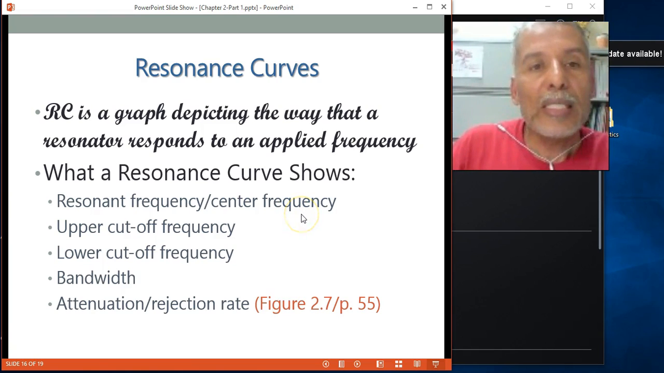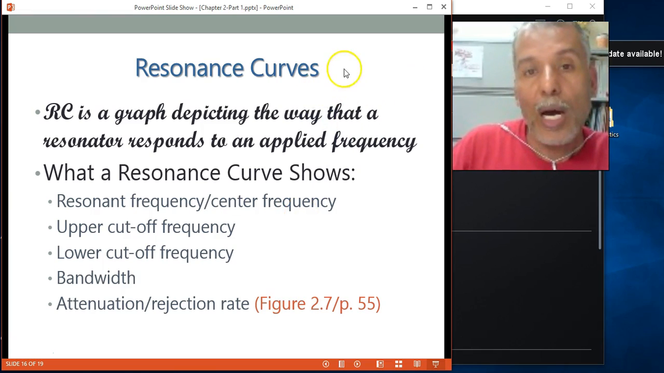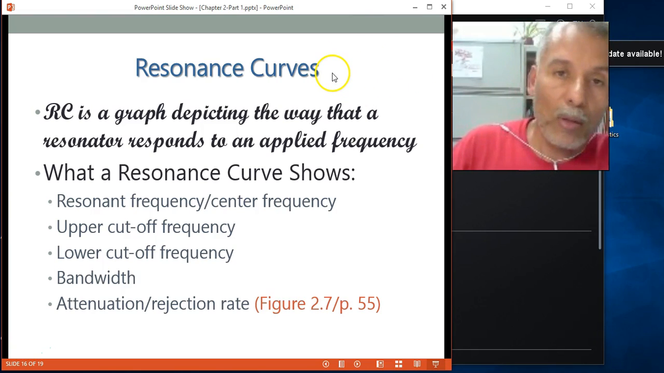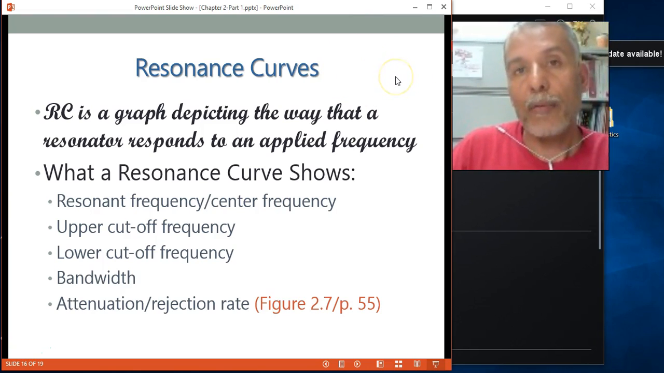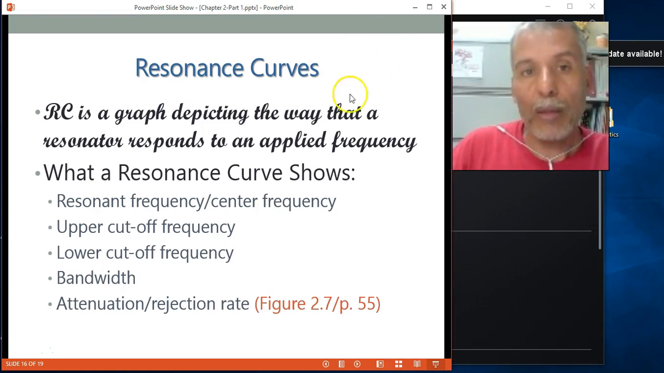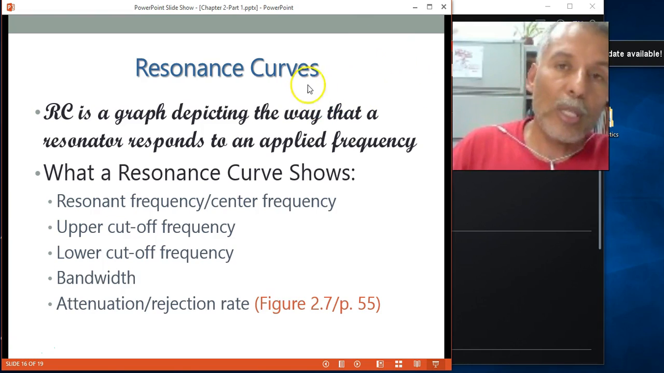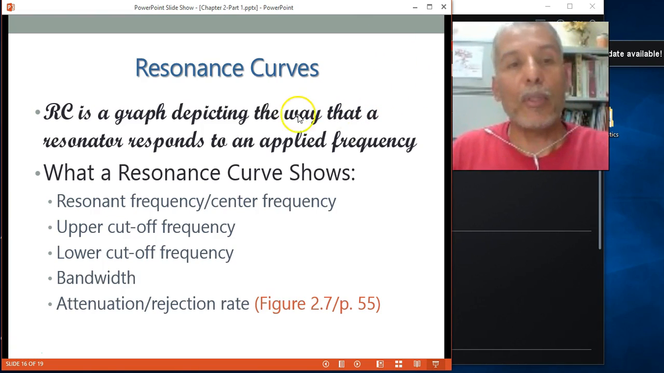What is a resonance curve? It's a curve that depicts how resonance is. It has the center frequency in the center, and on the left side it has the lower frequencies. On the right side you have the higher frequencies, and you end up having that bell curve. What happens on the left is exactly similar to what happens on the right.